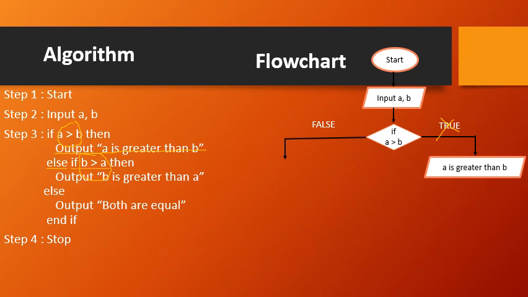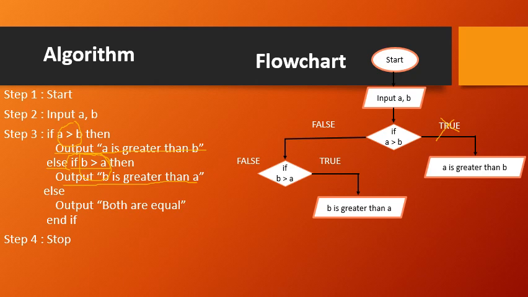We have another condition. If B greater than A. Since it is a condition, that condition is represented within a rhombus sign, and within that we have to write if B greater than A. Again, this condition may have two values, true or false. If it is true, then definitely we have to output B is greater than A. So in an output symbol, that is a parallelogram, we will write B is greater than A.